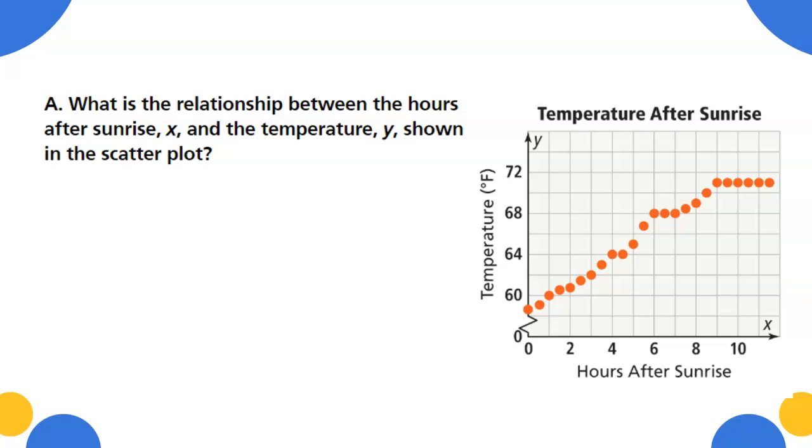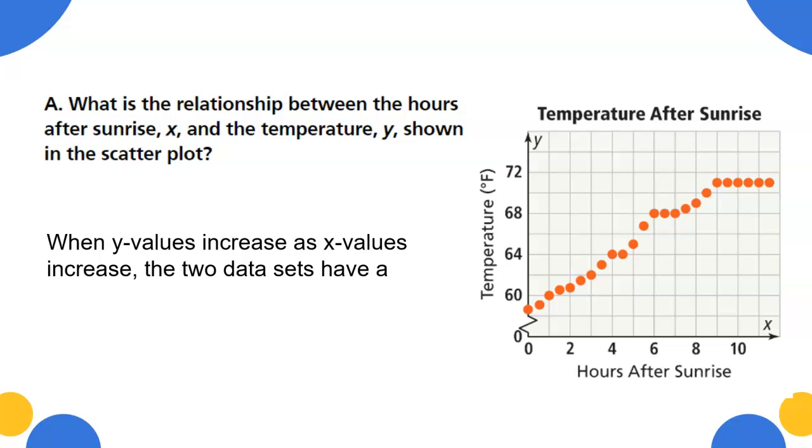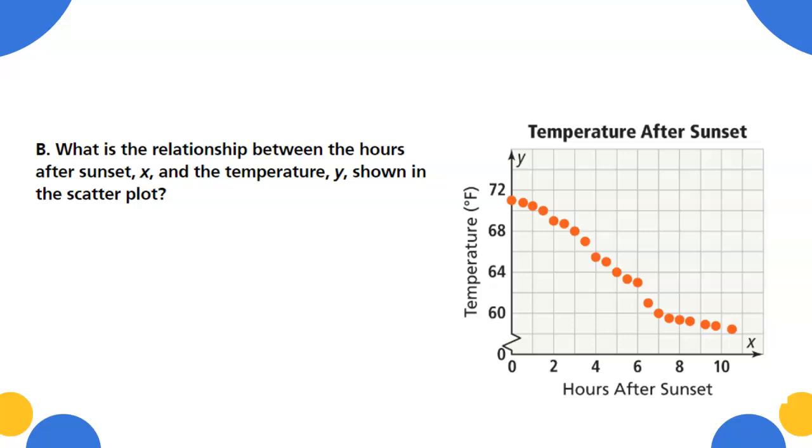Here's a graph of temperature after sunrise, and you can probably already guess that after the sun rises, the weather starts getting nicer, usually, right? Now, this is not a perfectly straight line, but as the hours increase, the temperature increases. So we can say when x increases, y increases, which means it has a positive association. It's basically like saying they have a positive relationship. Or if I were to draw a line as best I could through those points, it would have a positive slope.